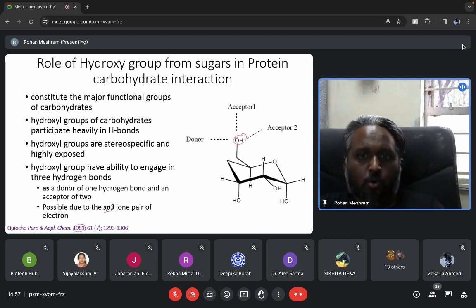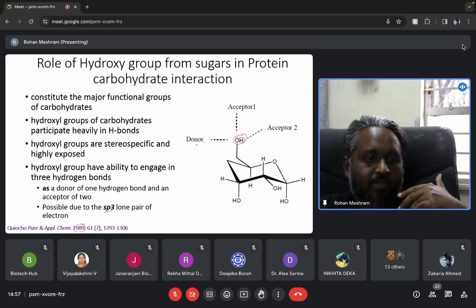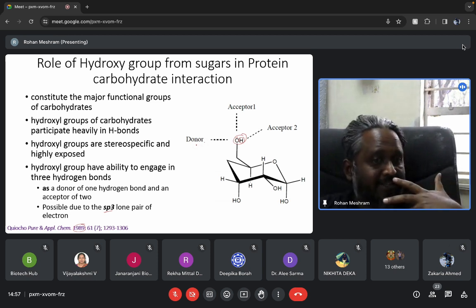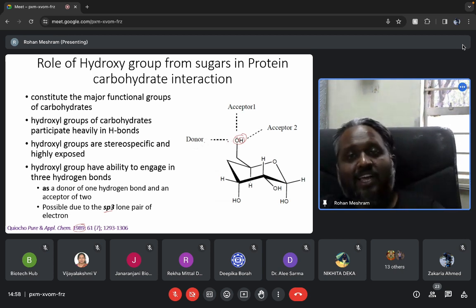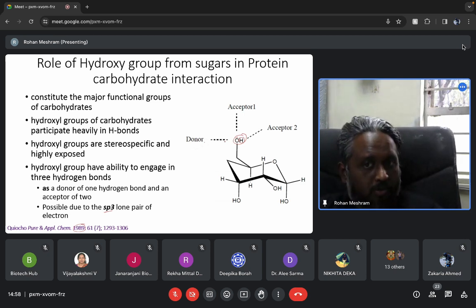Right, so this lone pair of electrons can act as an acceptor of two hydrogen bonds, right? And since this hydroxyl group has its own hydrogen, this OH group can also act as a donor. So due to its inherent sp3 hybridization state, the same hydroxyl group can act as a donor, and simultaneously it can act as an acceptor of two hydrogen bonds.